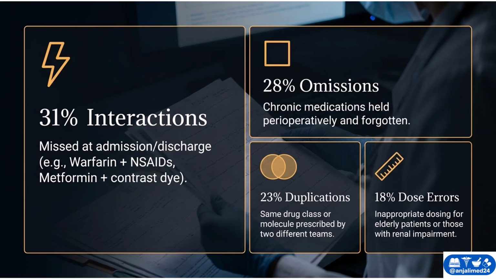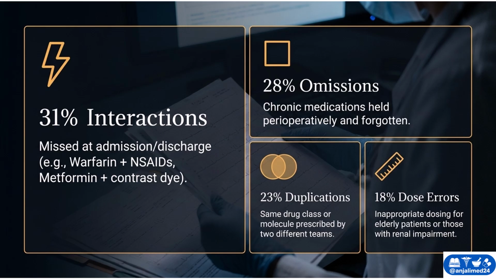For example, warfarin combined with NSAIDs dramatically increases the bleeding risk. Similarly, metformin administered around contrast imaging procedures can precipitate lactic acidosis in patients with impaired renal function. These interactions are frequently missed during rushed admissions or fragmented discharge planning.